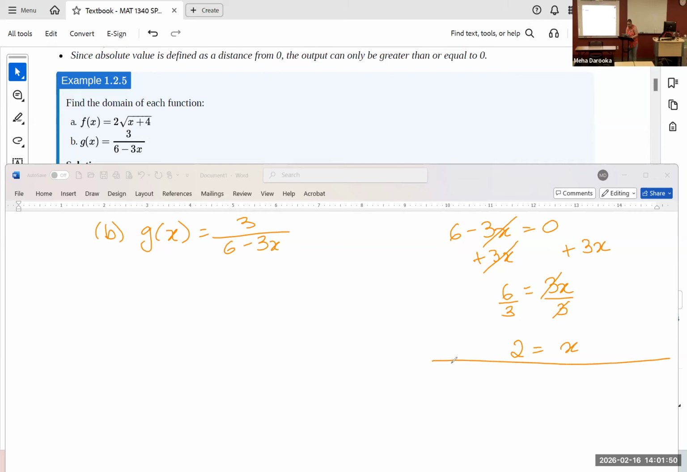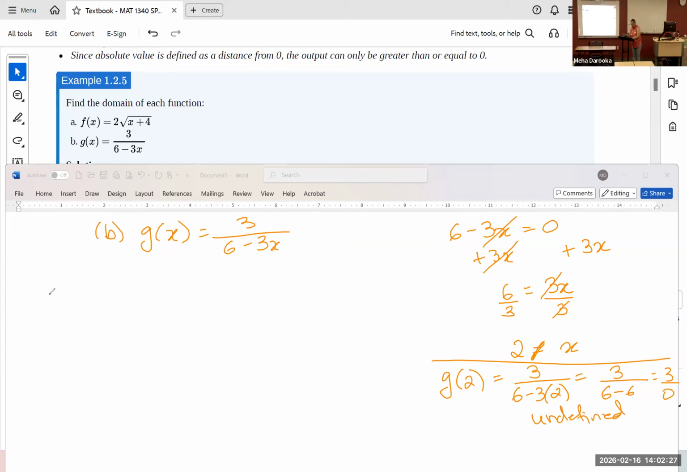So let's do a quick check. I'm going to take our function and replace the x with 2 and see what happens. So you've got 3 divided by 6 minus 3. Again, our x is 2. So that will be 3 divided by 6 minus 3 times 2 is 6. And you see that, right? You end up with 3 over 0, which again, we know is going to be undefined. So this tells us x cannot be 2. So every other number is okay except for 2.